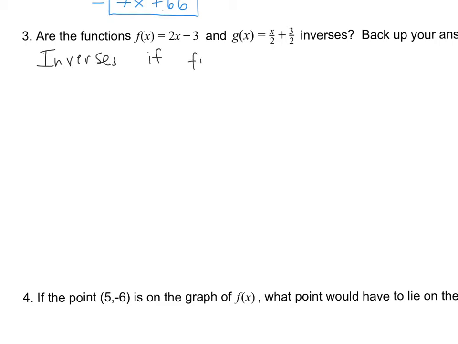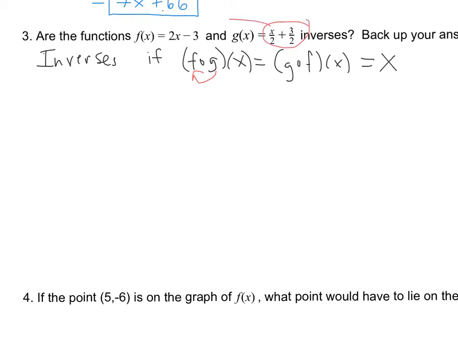if f composed with g of x is the same as g composed with f of x, so their compositions are the same, and both compositions must leave just an x. So when I plug one function into the other, they both need to just have an x remaining. If I do f composed with g first, that means I'm putting g into f. I'm putting all of this function into the other function.